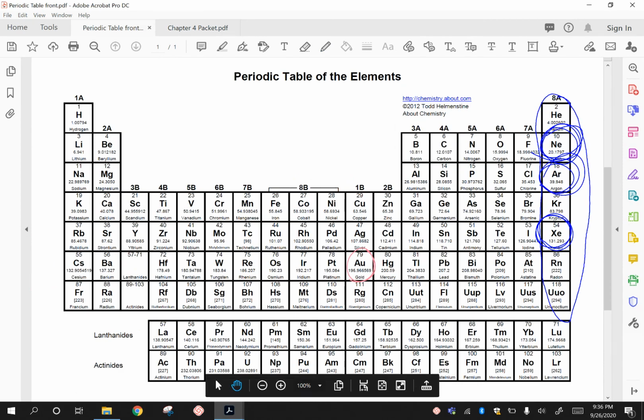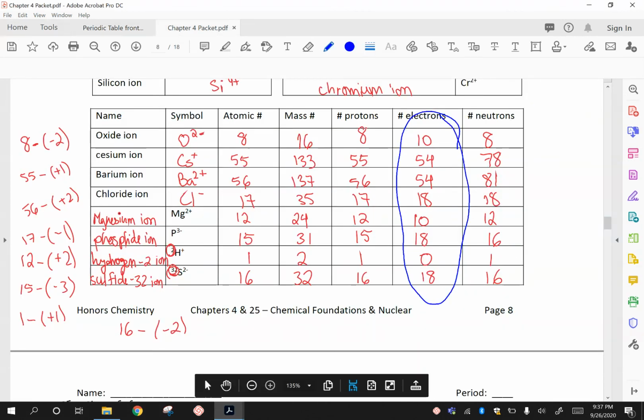It's going to be one of those numbers, 2, 10, 18, 36, 54, 86, or 118. Because the whole purpose of them losing or gaining electrons is to become like these noble gases because they are stable. So that's pretty cool, and it's something to keep in mind.